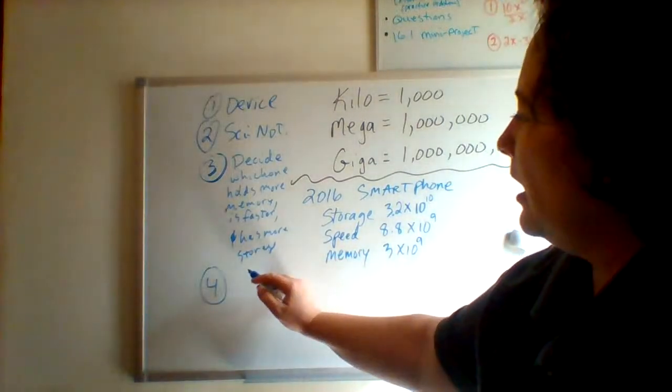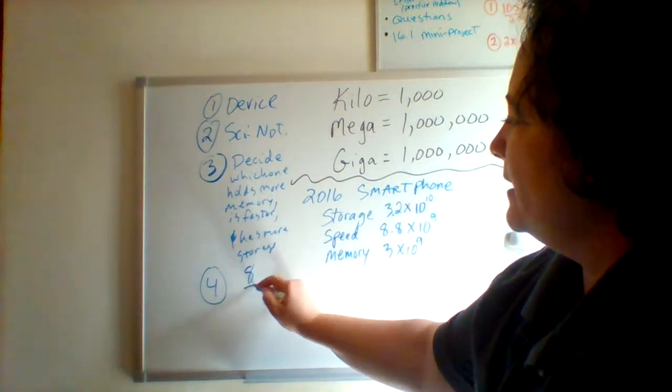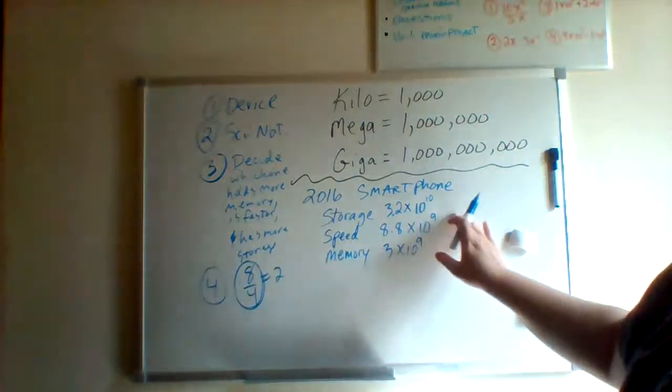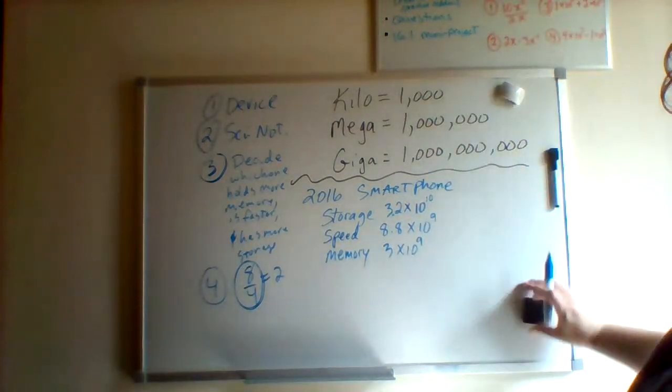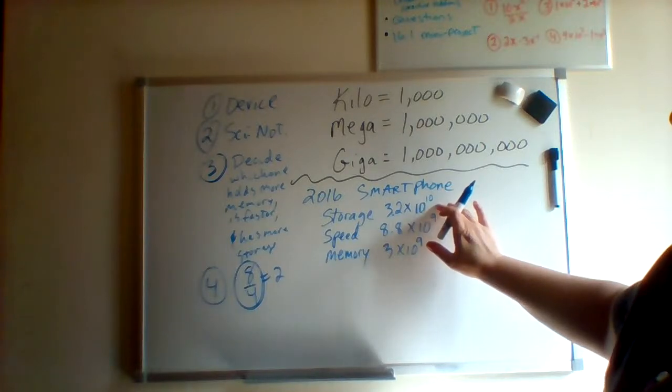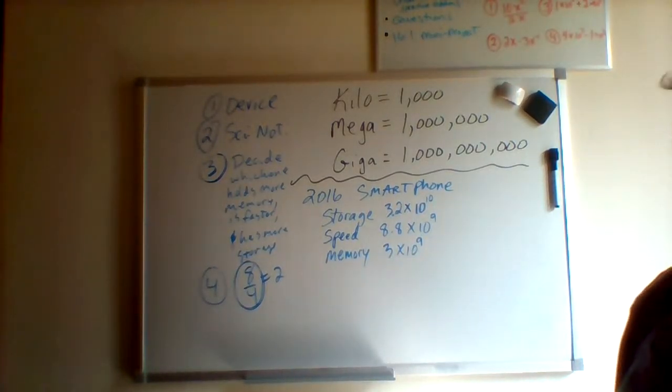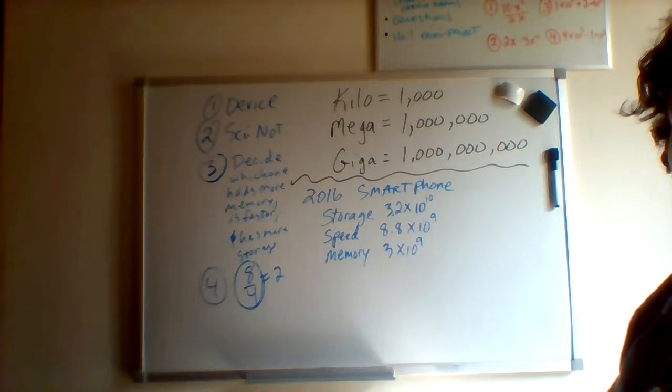So I'll put that note here. 8 divided by 4 equals 2. So what do you have to do? You have to divide the ones that are larger. So if this one is the one that's larger, and I want to do that in a different color. That's right, you got it.